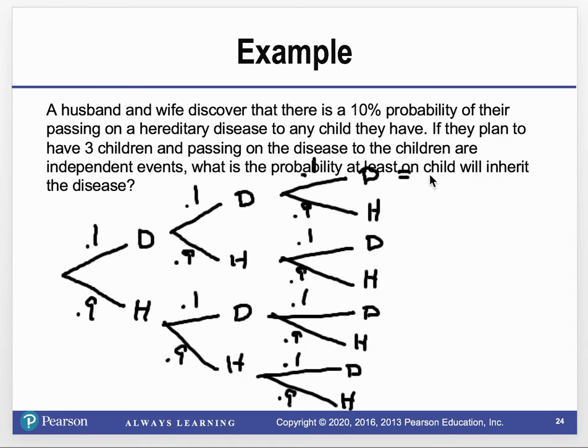Okay, so this one, all 3 children have the disease. The probability of that happening is 0.1 times 0.1 times 0.1, or 0.001.